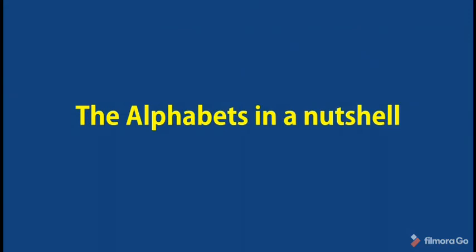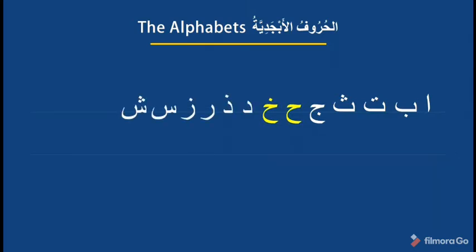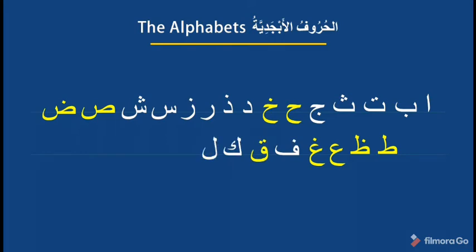Now let's have a very quick view at the Arabic letters. Inshallah, I will introduce them in details in the coming lessons starting from lesson number 3. Today I'm going only to show the pronunciation of a letter and where to find it in a keyboard. These are the Arabic letters: Alif, Ba, Ta, Tha, Jim, Ha, Kha, Dal, Dhal, Ra, Zai, Sin, Shin, Sad, Dad, Ta, Dha, Ain, Ghain, Fa, Qaf, Kaf, Lam, Mim, Nun, Ha, Waw, Ya.